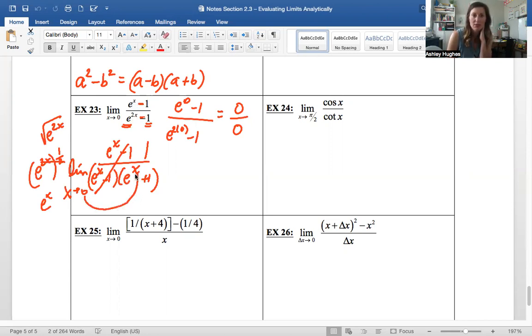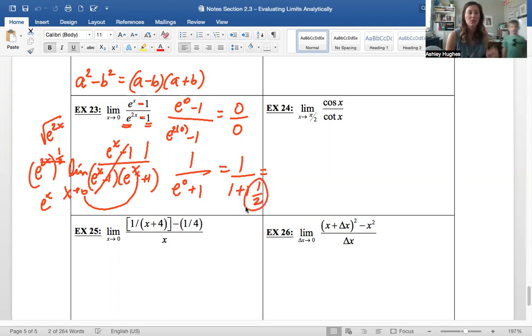So I plug in 0 here. So I have 1 over e to the 0 plus 1. So 1 over 1 plus 1 gives us 1 over 2.